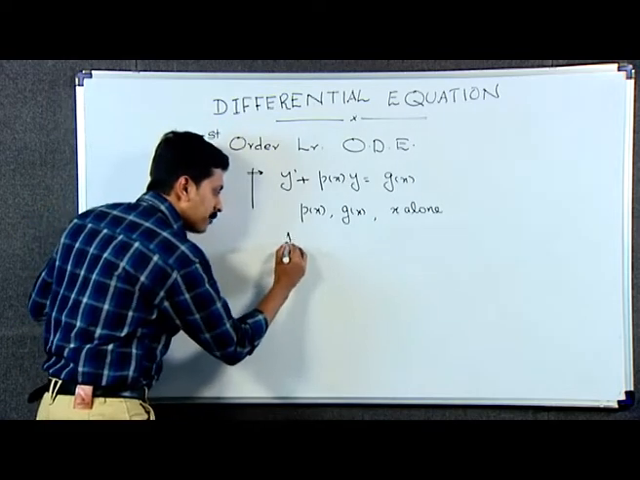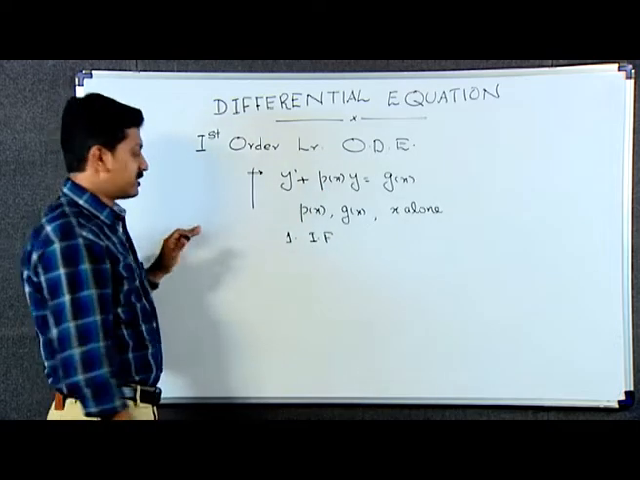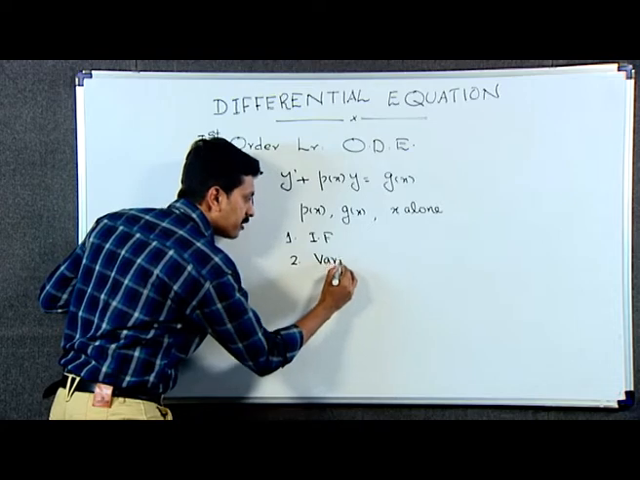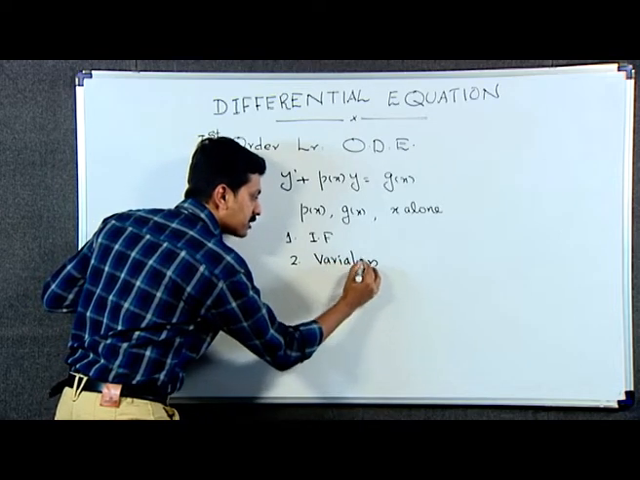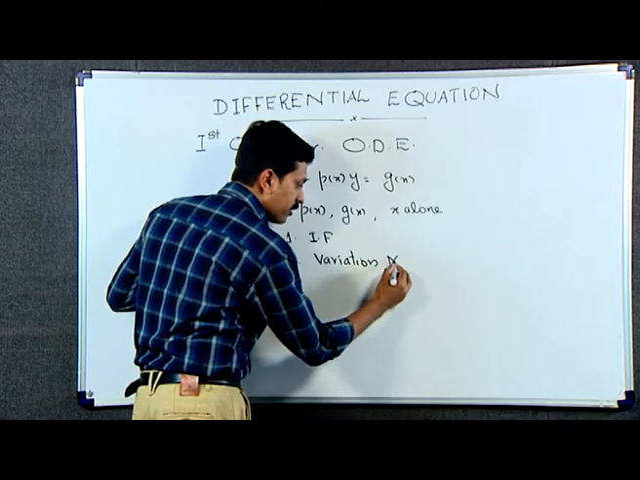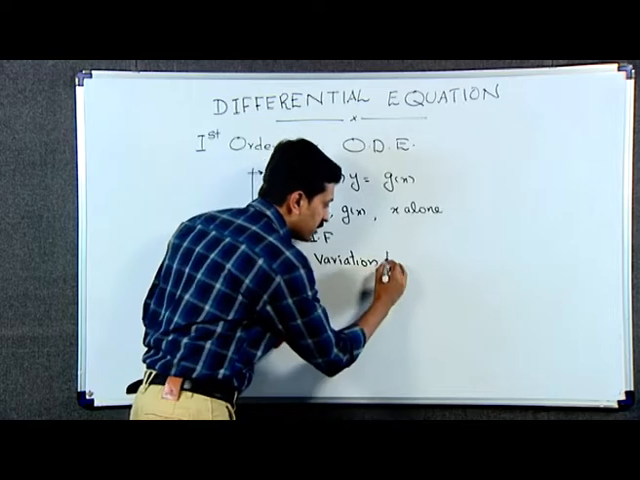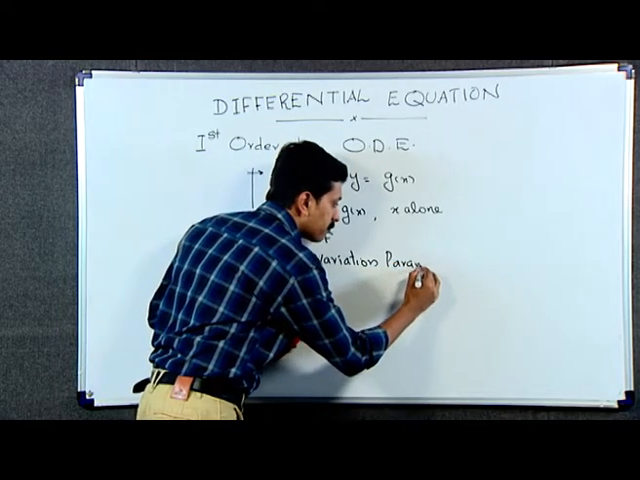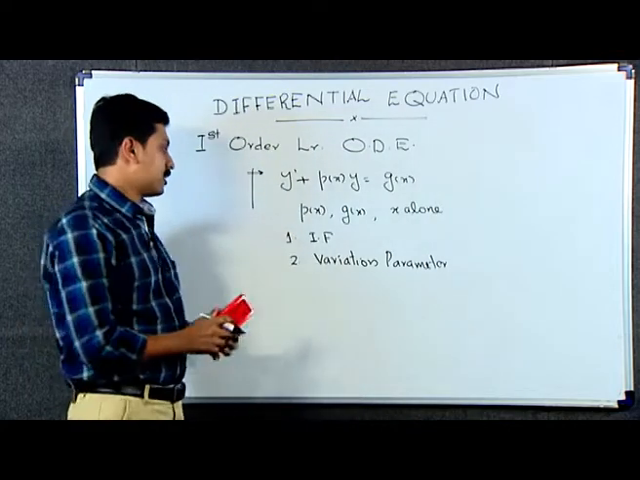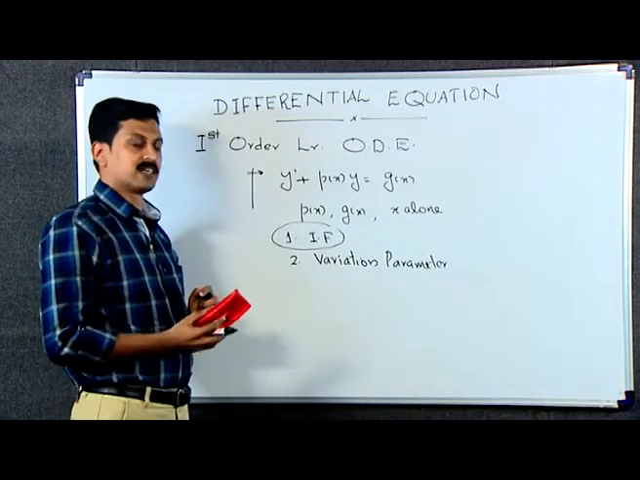Now we have two methods to solve this first order linear ordinary differential equation. First one is the method of finding the integrating factor. Second one is the method of variation of the parameter. Here firstly we concentrate on the method to find the solution by the integrating factor.